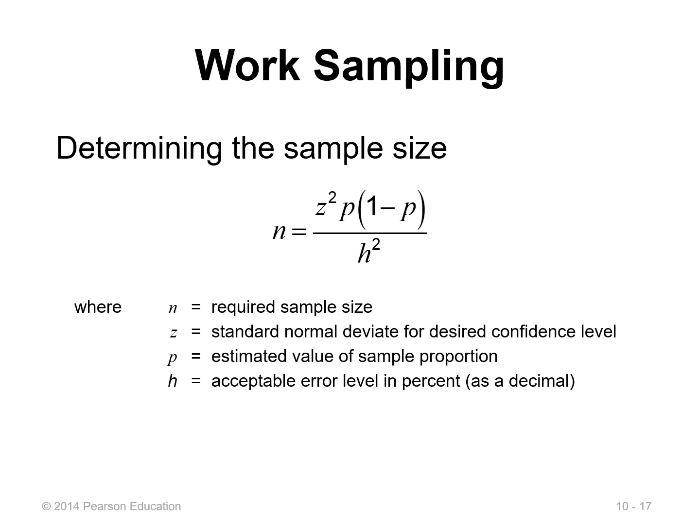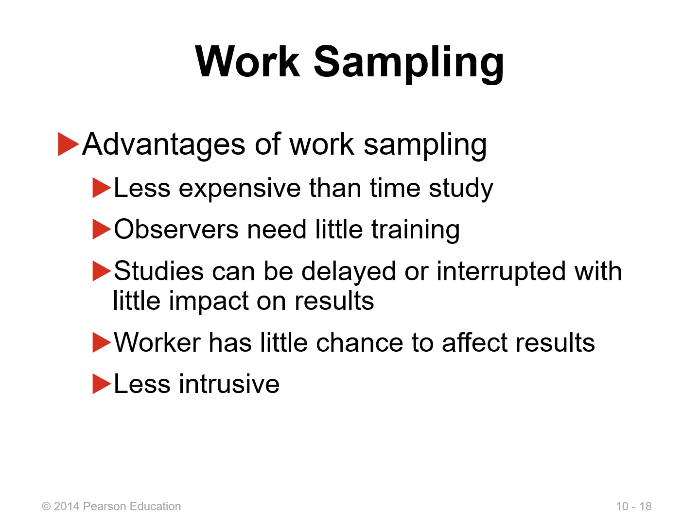Okay, for work sampling, there are advantages. It is less expensive, observers need little training, and studies can be delayed or interrupted with little impact on results. And then workers have little chance to affect the results, and it is less intrusive.